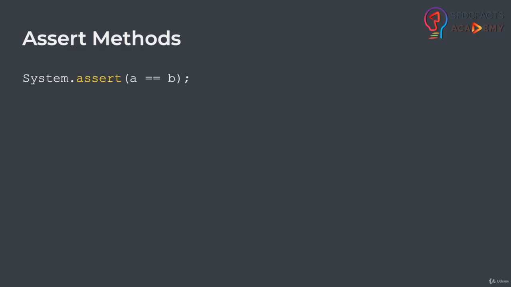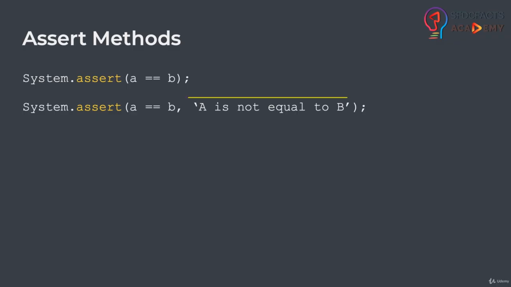If you want to display a friendly message to the user who is running these tests, then you can use the same assert method with another parameter as well. So along with your condition, you can also specify the message here. So if A is not equal to B, then the user who is running this test will get this message in the test result that A is not equal to B.